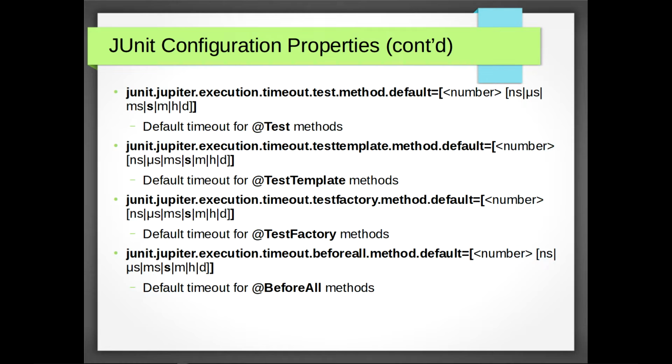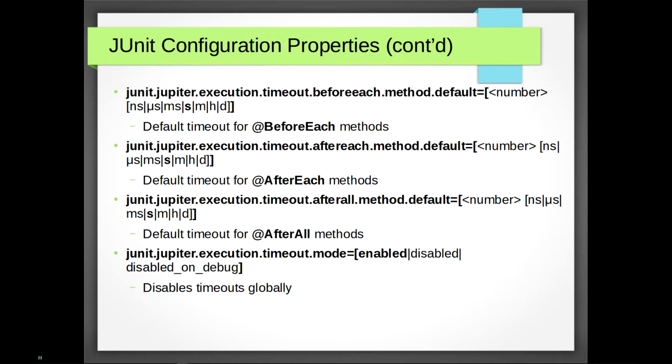Alright, let us go to the next slide where we will see more timeouts for lifecycle methods. The default timeout for @BeforeEach methods is as follows: junit.jupiter.execution.timeout.beforeeach.method.default equals a number of either nanoseconds, microseconds, milliseconds, seconds, minutes, hours, or days. And I'm going to give you 45 seconds to write it out.